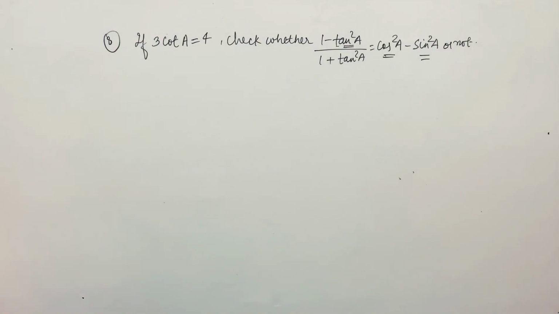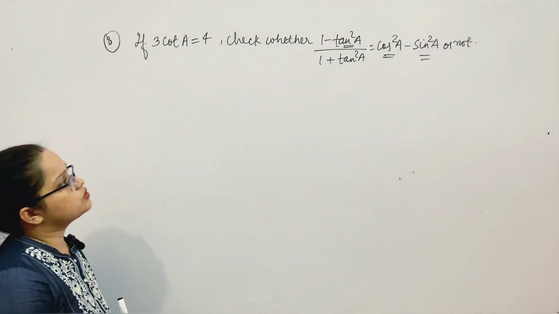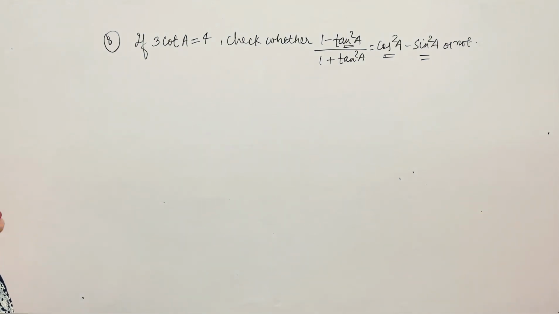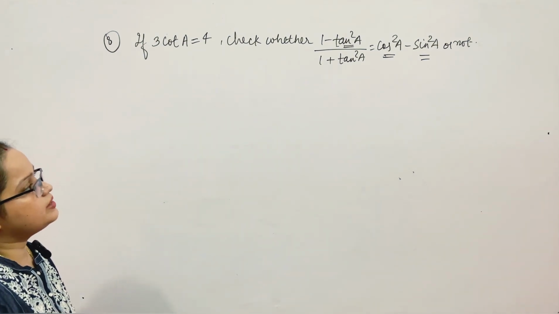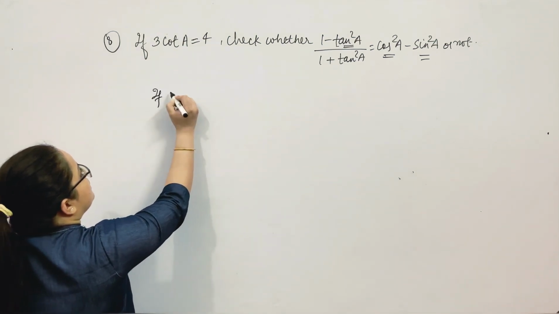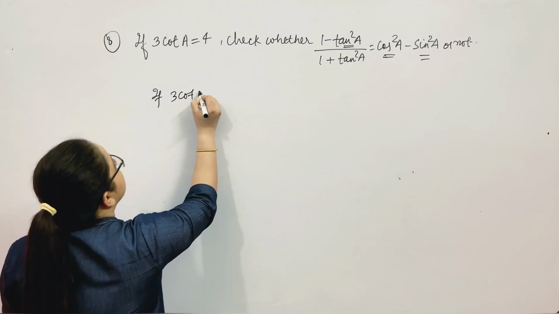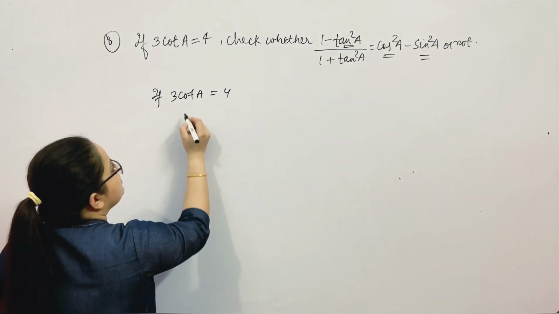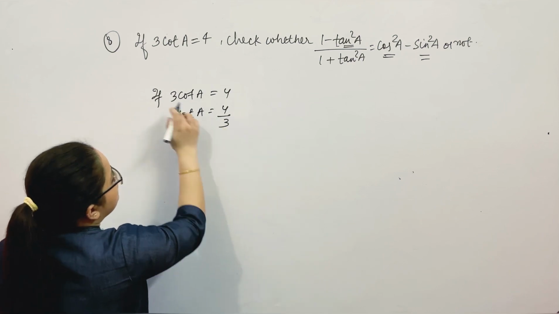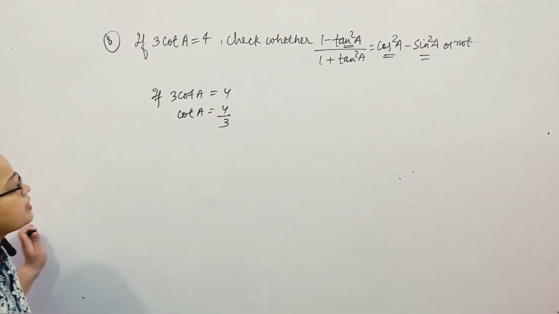Question number 8 is, if 3 cot A is equal to 4, check whether (1 minus tan square A) over (1 plus tan square A) is equal to cos square A minus sin square A or not. Here we are given 3 cot A is equal to 4. That means cot A is equal to 4 over 3. This 3 will divide with 4.